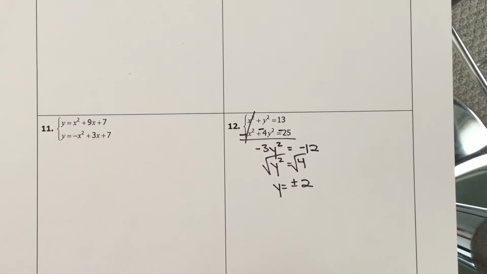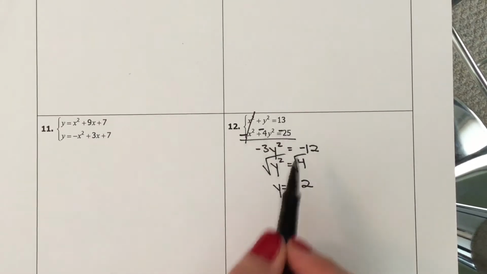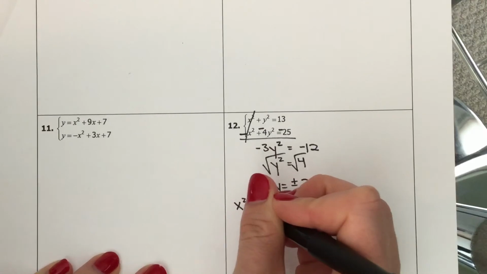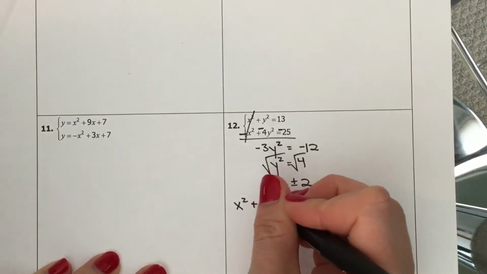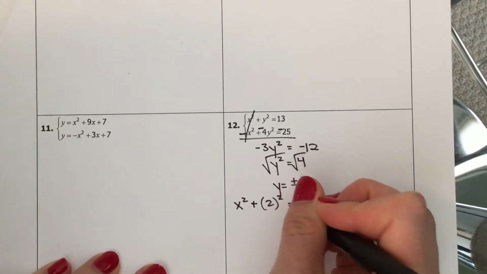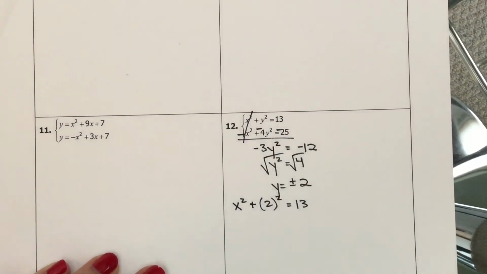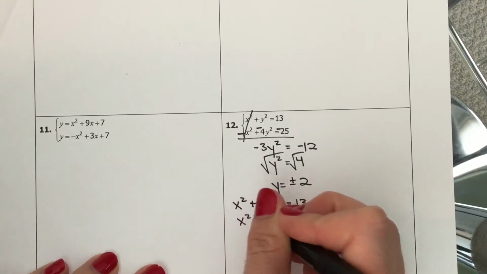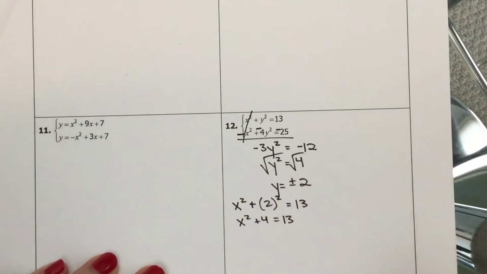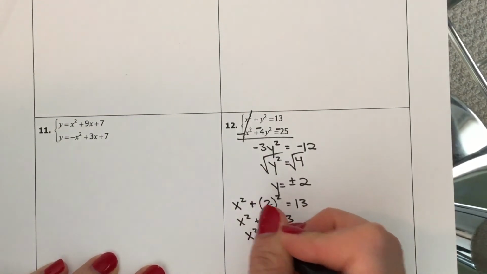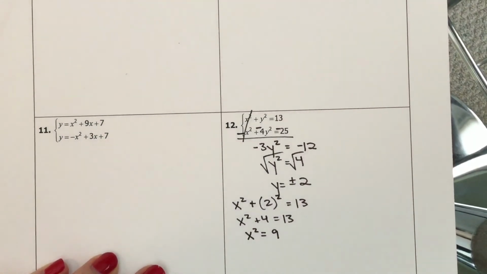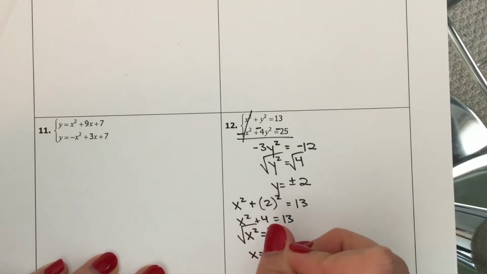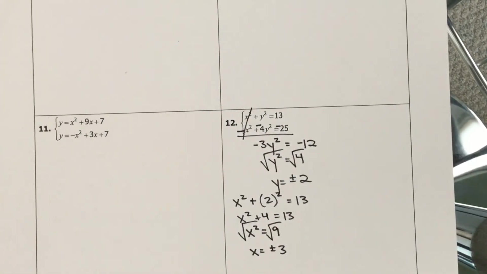Those values for y can get subbed into either one of the equations. The top one looks a little bit simpler, so let's go with that. We have two different y's. So x squared plus the first value of y squared equals 13. When I square this, I get 4. I can subtract the 4 from both sides, so 13 minus 4 is 9. Then I solve this quadratic by square rooting. So here I have a plus or minus for this as well.